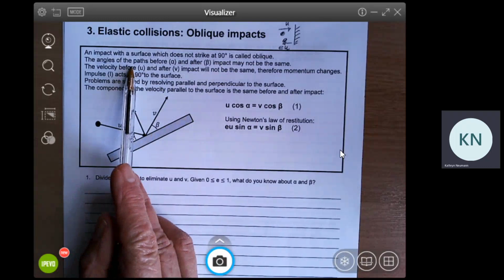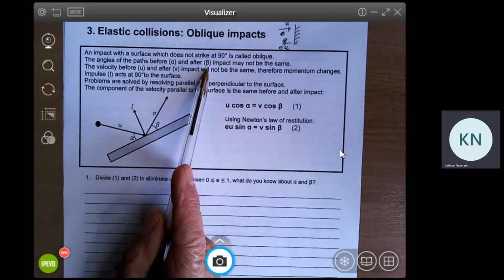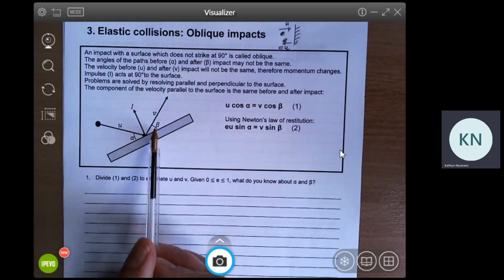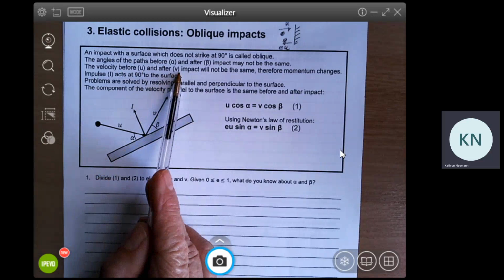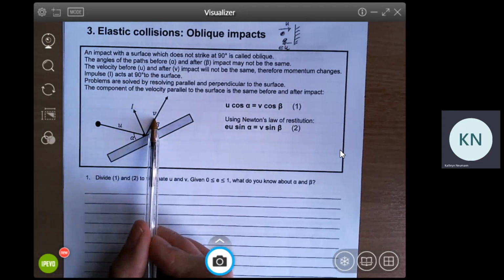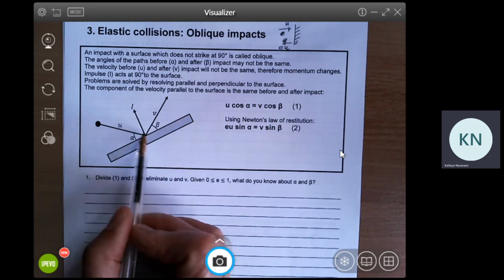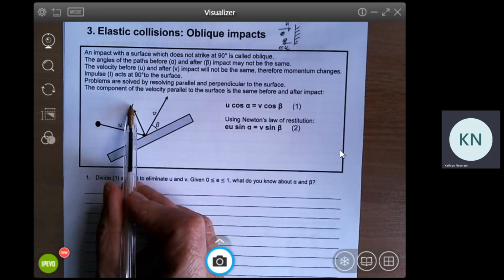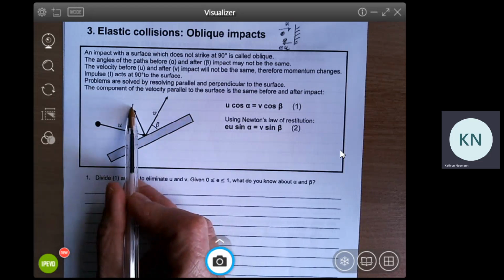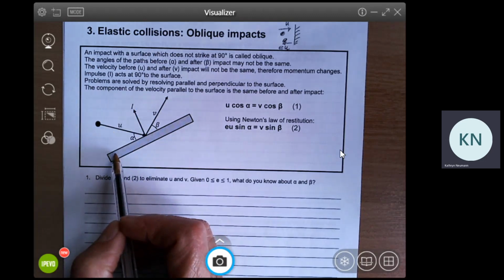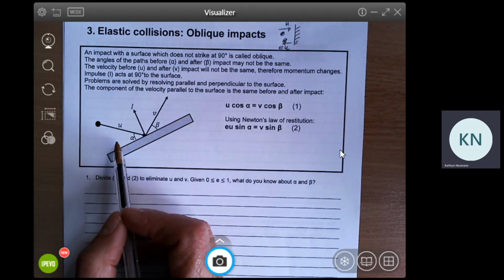The angles of the path before and after, alpha and beta, may not be the same. They usually won't be the same. The velocity before and after will also not be the same, and so momentum changes. And what we need to consider is that the impulse acts at 90 degrees to the surface. That's the impact direction. So problems are solved by resolving parallel and perpendicular to the surface, and we look at the components of the velocities in both those directions.